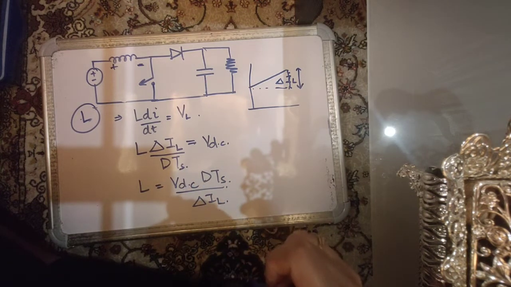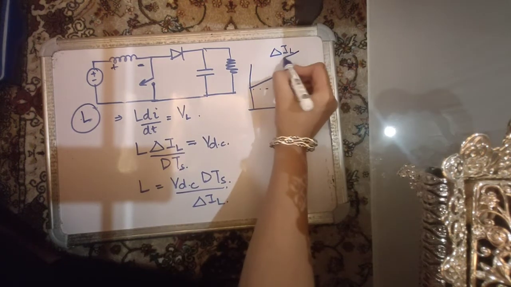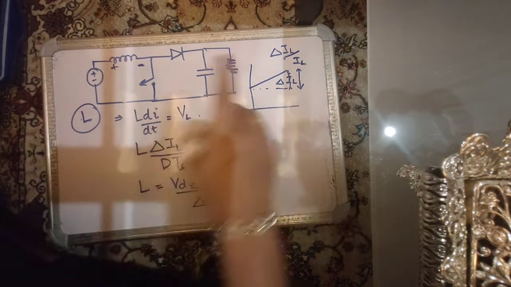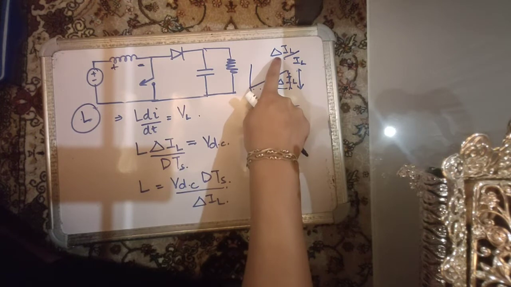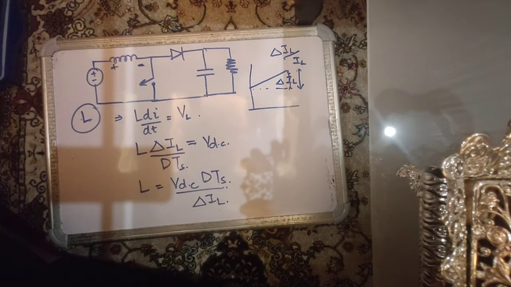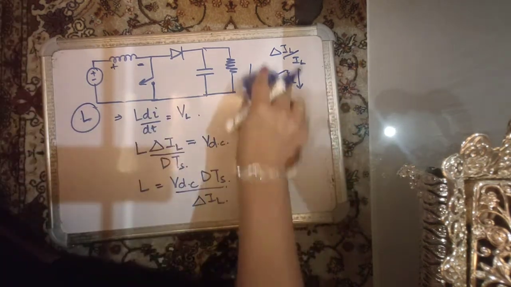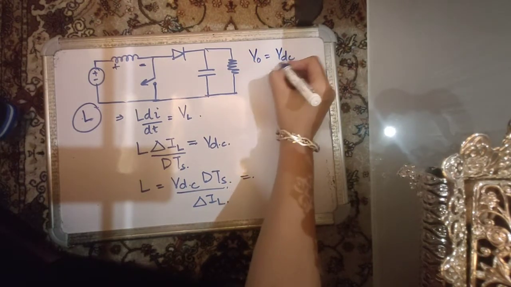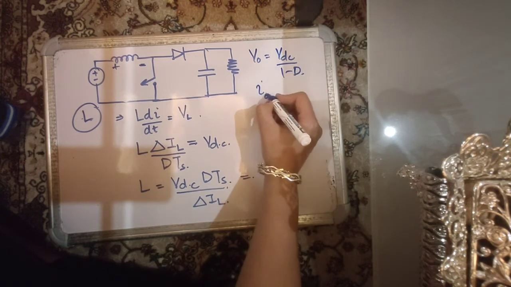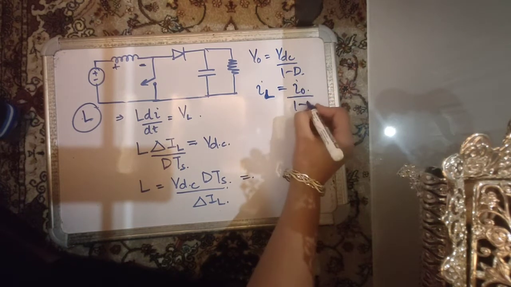Now I have also told you previously that it is always better to express, design L in the form of delta IL upon IL, क्योंकि आपको delta IL generally नहीं दिया गया होता है बल्कि percentage ripple दिया गया होता है. So I want to modify this equation a bit so I get an expression in the form of delta IL upon IL as a fraction. Now let me modify this. I already have the design equation, the output voltage equations. V naught is equal to VDC upon 1 minus D, and IL, which is also IDC or I source, whatever you want to call it, is I naught upon 1 minus D.